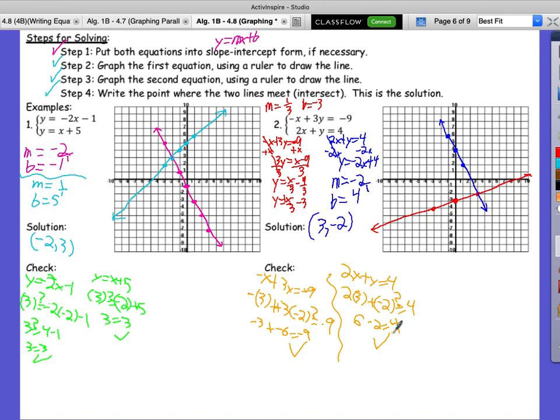6 minus 2 does equal 4. Okay, check. Now what would happen if it didn't work for one of those? Then that's wrong. Then we did something wrong, okay? But this is the way we can check our work to make sure we did it right. If it works for both, boom, we did it right.